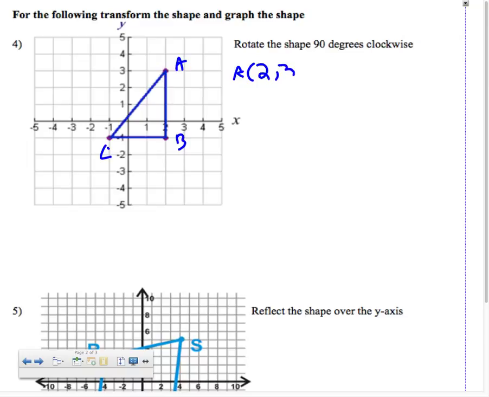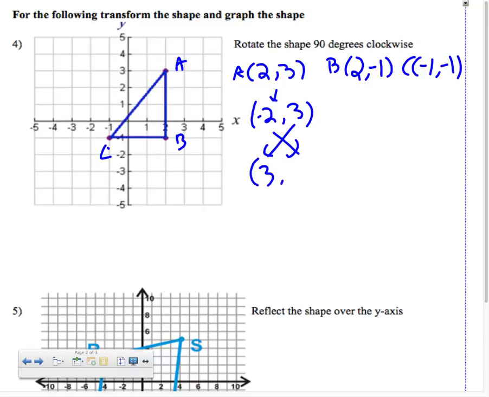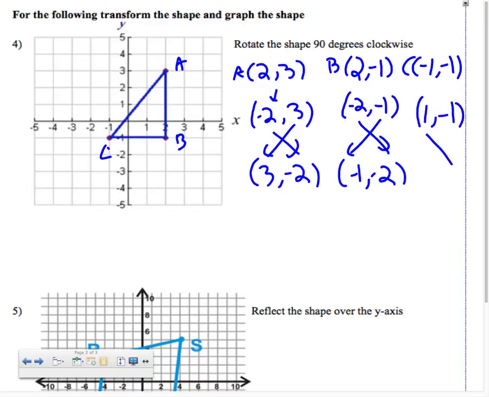So A, which is (2, 3), B, which is (2, -1), and C, which is (-1, -1). 90 degrees clockwise. So remember, clockwise means take your x number and multiply it by -1, and then swap your points. And same thing for B. Take your x number and multiply it by -1, and then swap your points. And once again, take your x number, multiply it by -1, and then swap your points.